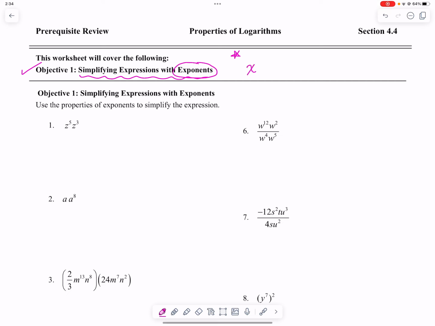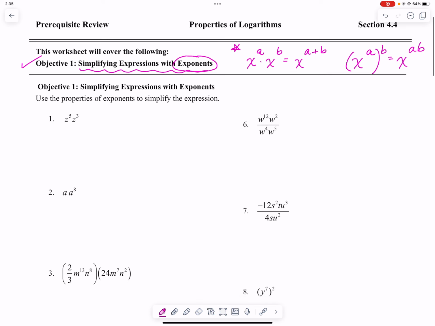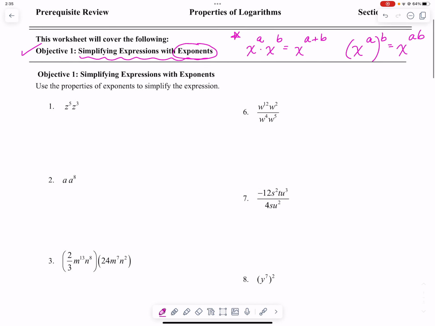If we have x to the a multiplied by x to the b power, we will add those exponents together. However, if we have x to the a raised to the b power, we will multiply those exponents together, okay? So, same base, we add the exponents; power to power, we multiply them. Let's go ahead and give that a try.